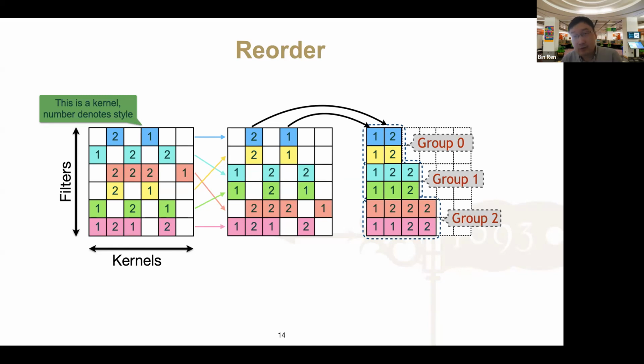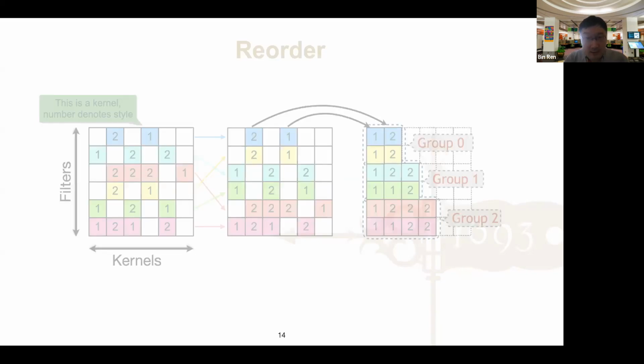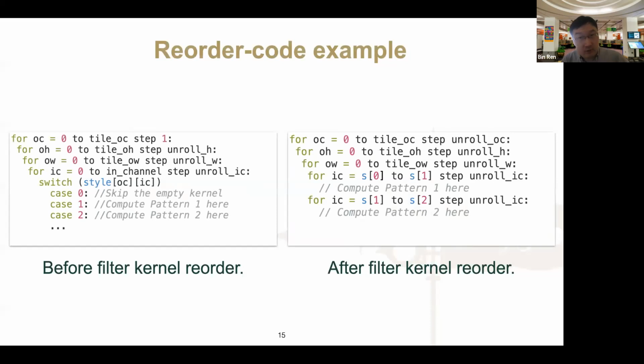After this filter kernel reorder, when we do the parallel execution, the threads can share similar workload. So we can improve the load balance, and also we can improve the thread level parallelism. In addition, we can also improve the instruction level parallelism. For example, if we take a closer look at the code, this is the code before the filter kernel reorder, and this is the code after the filter kernel reorder. In the left code, we can see we have the switch statement here. This switch means we have lots of branch operations.